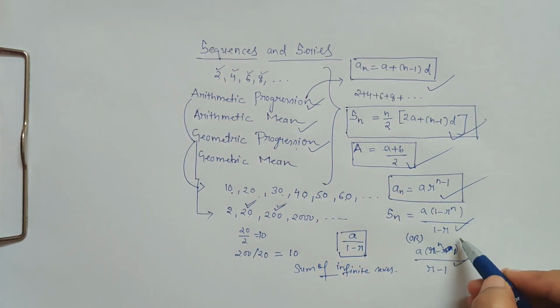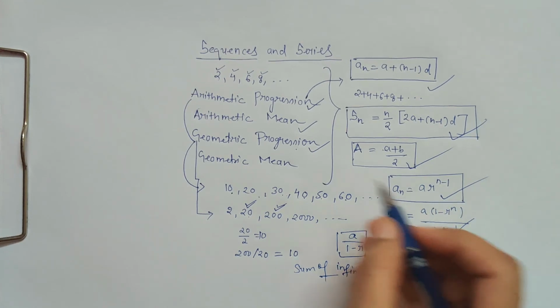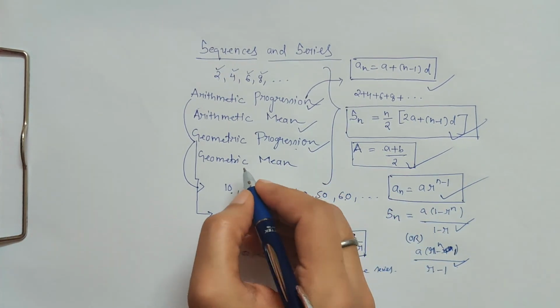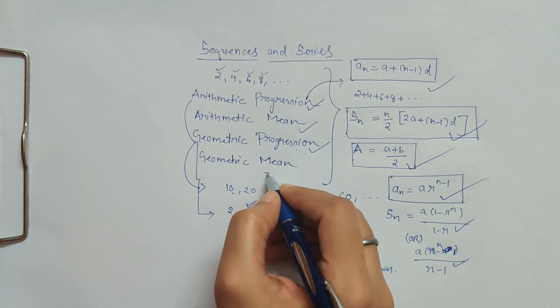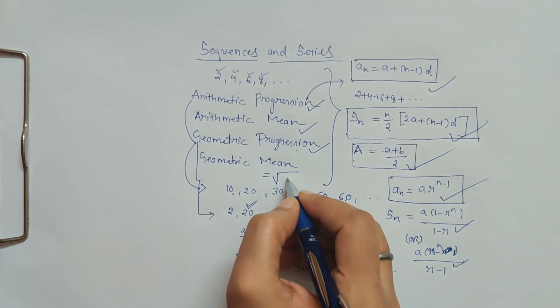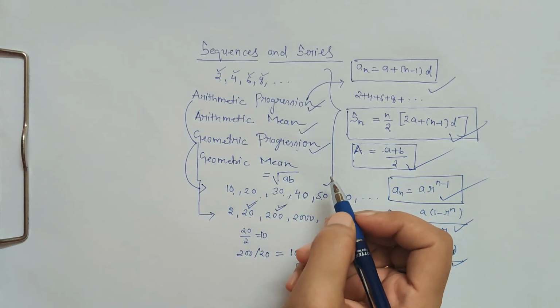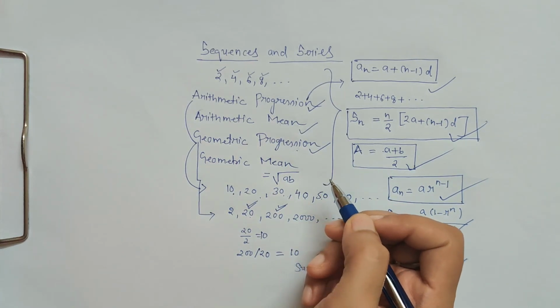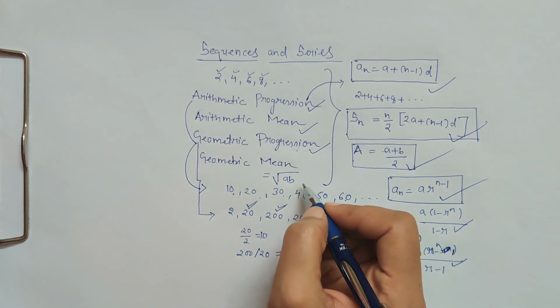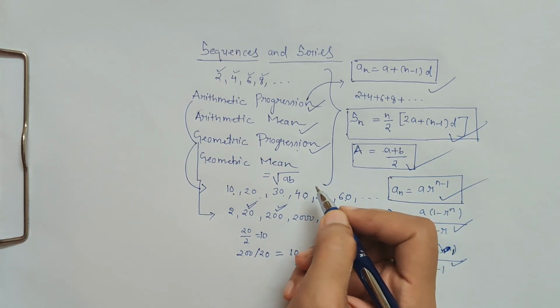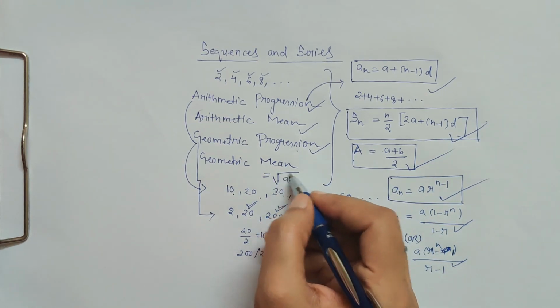And obviously, the geometric mean is also there. The formula for the geometric mean is the square root of AB. Just like the arithmetic mean, we may be asked to find the geometric mean of any two numbers. For that, the formula is the square root of AB.